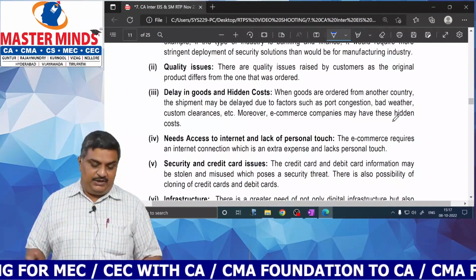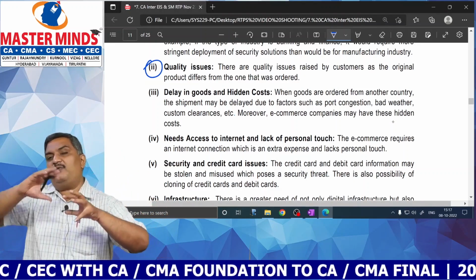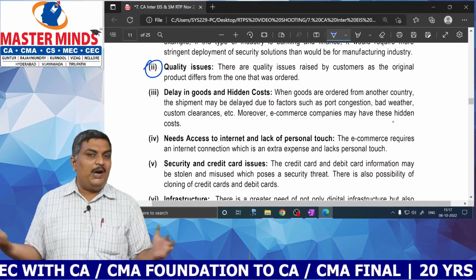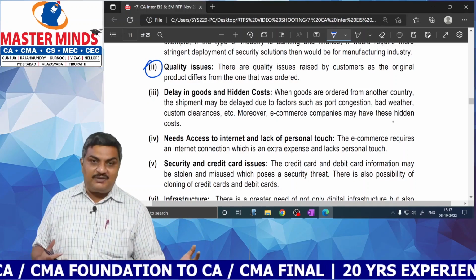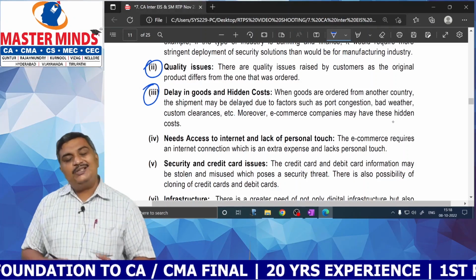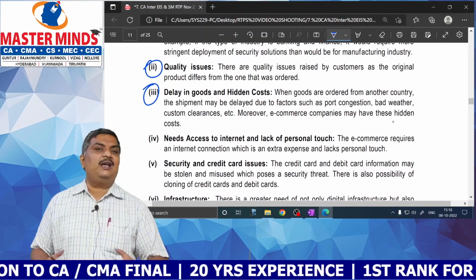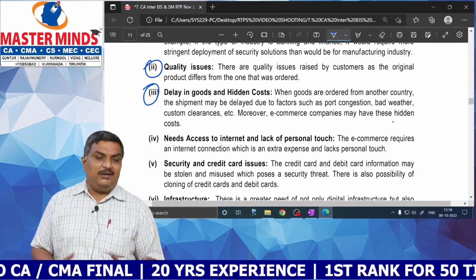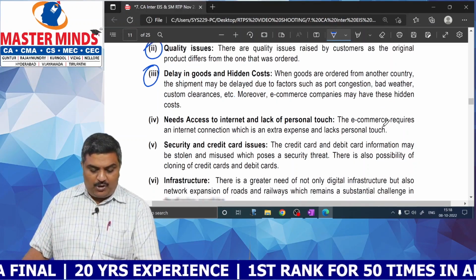And the quality issues. So many times the customers make a complaint that what is shown is different from what is delivered. So quality issues. Today we come across a lot of quality issues, especially in the apparel e-commerce business. And the delay of goods and hidden costs. So the goods are not delivered on time, and if you book goods from other countries, then there will be a lot of hidden costs. That is also one of the risks in the e-commerce business.